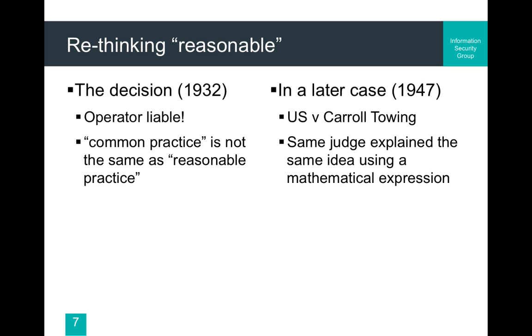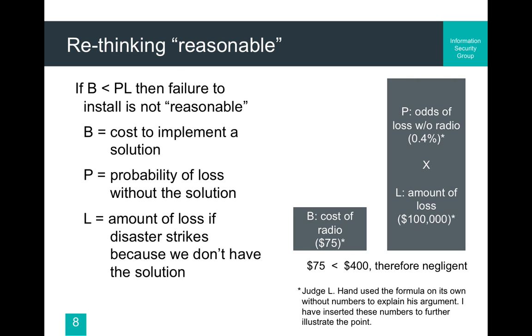And he clarified this rule, or this principle, many years later in a case called Carroll Towing. The same judge, faced with almost the same case, decided to express the same idea in a mathematical formula. And this is part of what made the case so radical at the time, is that judges in the early 20th century didn't really do mathematics, but this judge did.